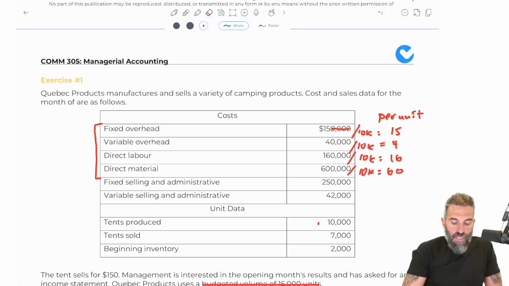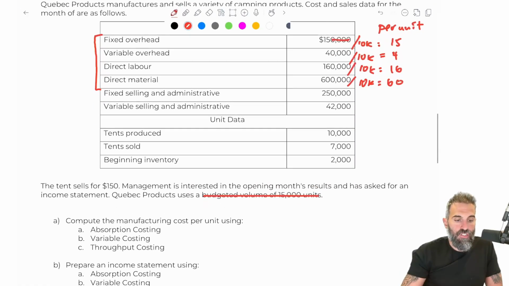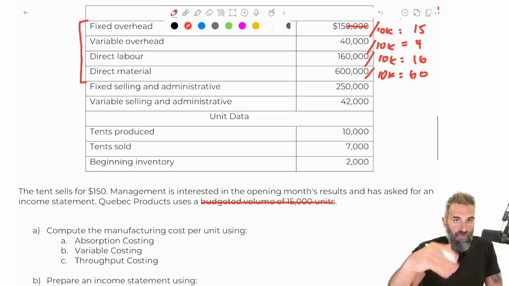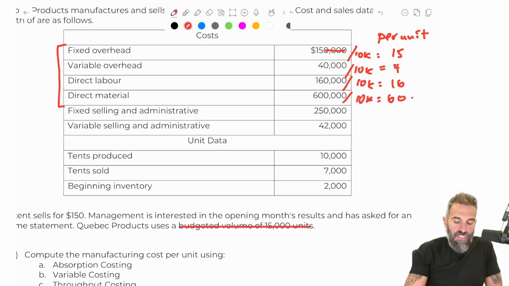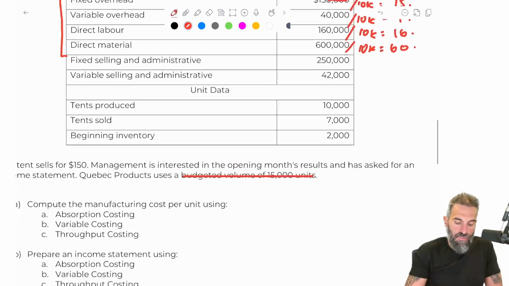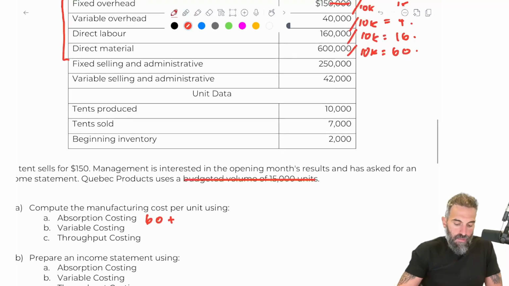And then depending on which method you're using, you're just going to add up a different combination of them. And that's where that first table I showed you, which you want to have memorized, comes in. So for absorption costing, you're adding up all four: DM, DL, VOH, FOH. If you add 60 plus 16 plus 4 plus 15, that's 60 plus 20 plus 15, so 95. DM plus DL plus VMOH plus FMOH, 95.